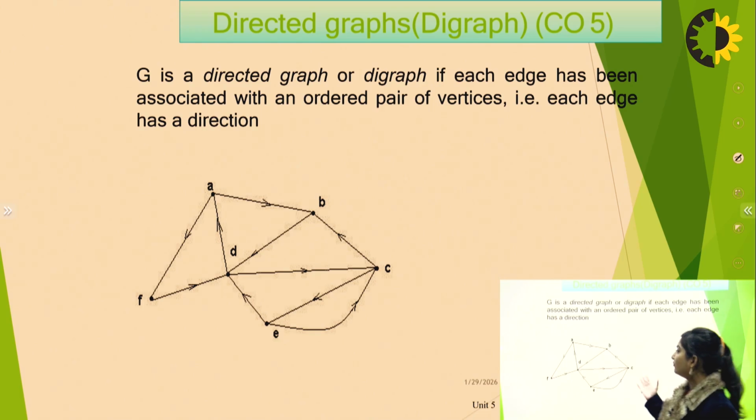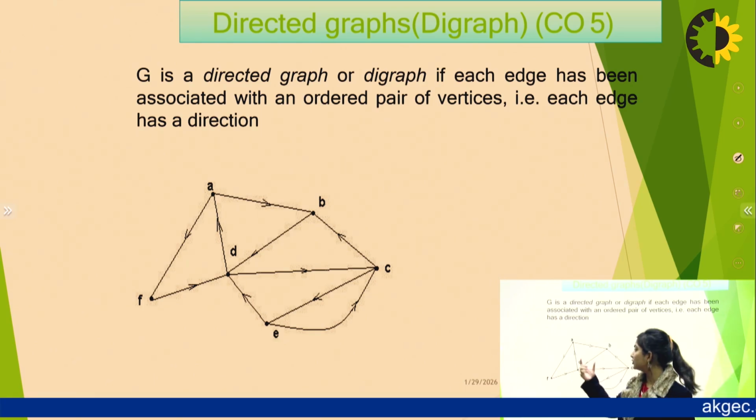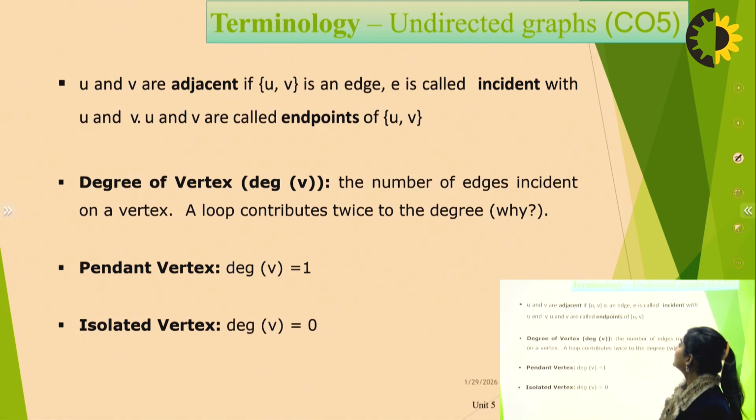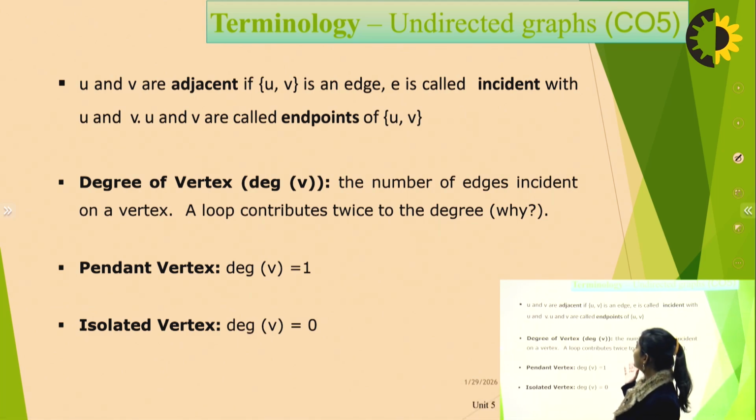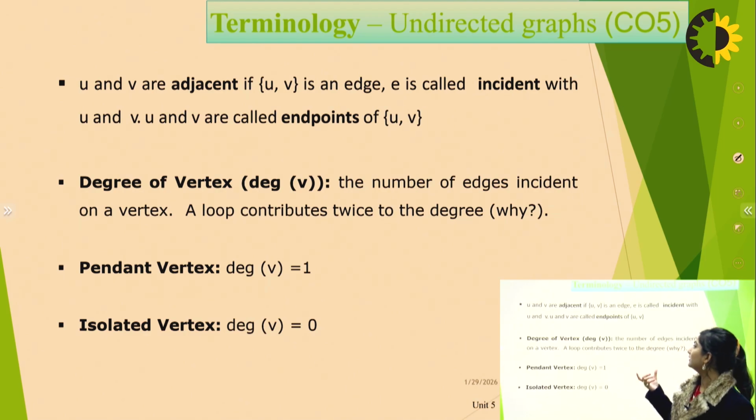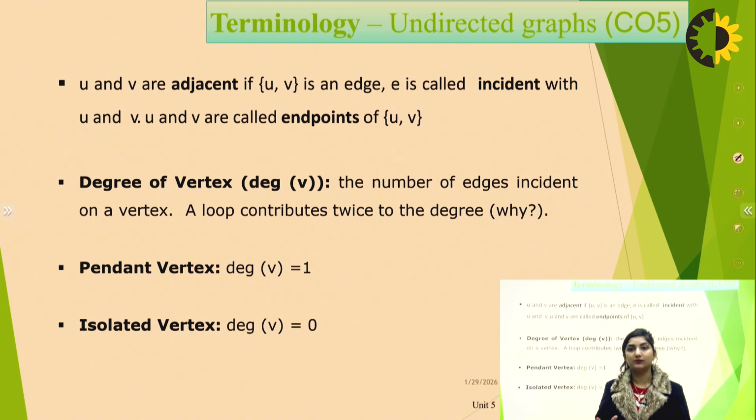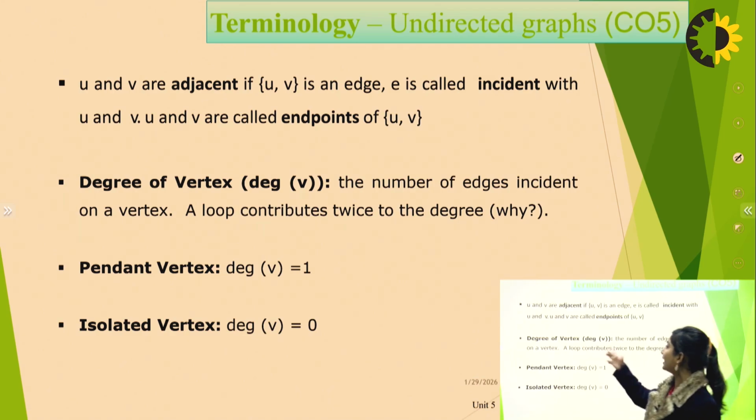Next, a directed graph: if we put an arrow on the edges, which we can read as from A, the edge is going towards F, that's a directed graph. For point A, this edge from A to F is an outward edge and this one from D to A is an inward edge. Next, terminologies again for an undirected graph: we have the endpoints and the degree of a vertex. The degree of a vertex means the number of edges incident on that vertex.